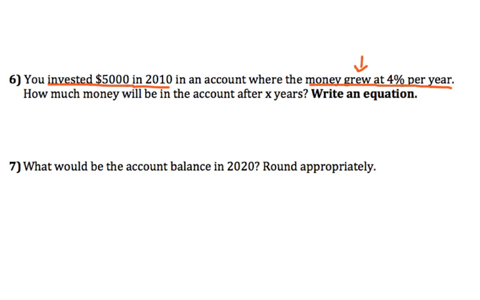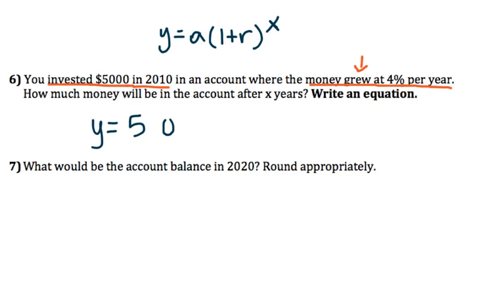And 4% means we're going to use the exponential growth form. And the exponential growth form is y equals a times 1 plus r raised to the xth power. So to put this into our exponential growth form, we're going to substitute in, and we get y is equal to a, which is our initial amount, our investment, which is $5,000.